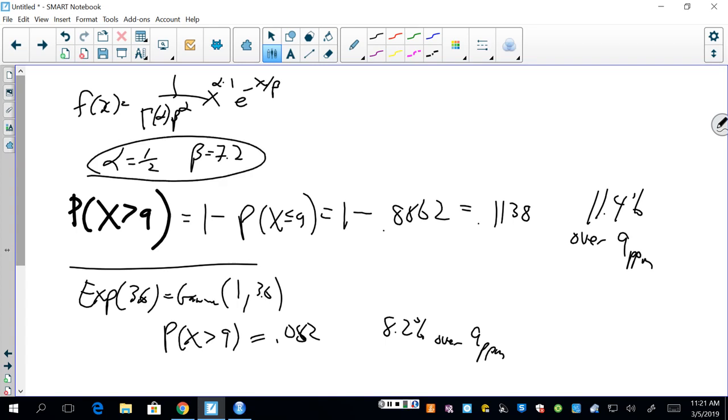What if alpha is 1/4 and then beta is 14.4? Right, the expectation alpha times beta is still set at the same thing. The standard deviation, I think, is going to be more. And the probability bigger than 9 is going to be even more likely. It's just how these two parameters are influencing things. So let's take a look.